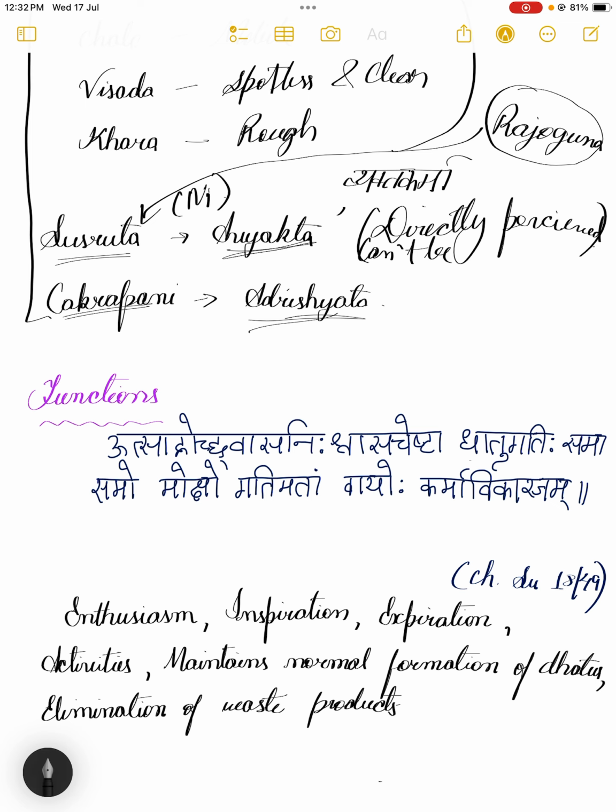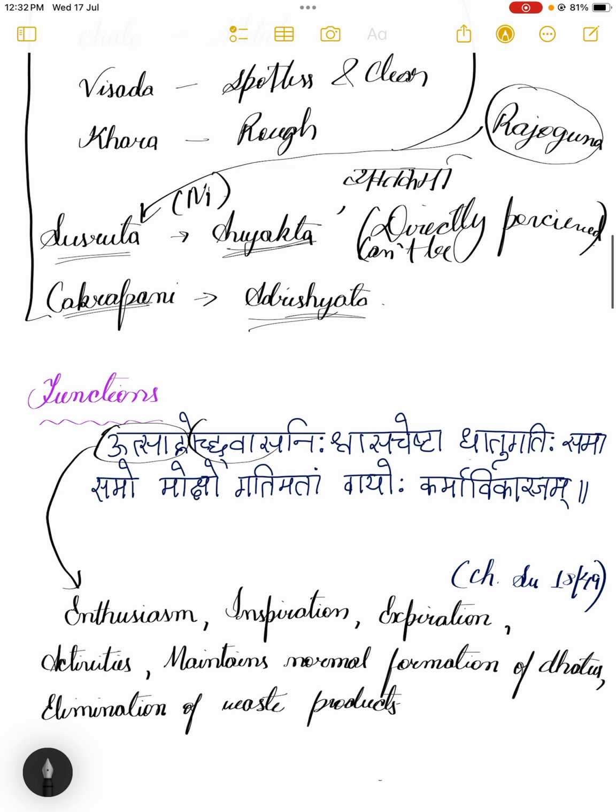Now again, let's do the Sandhi Vichchheda and understand the meaning of each word in detail. Firstly, Utsaho. What does Utsaha mean? It means enthusiasm. Uchchhvasa means the inspiration. And Nishvasa means the expiration. Chesta means the activities.